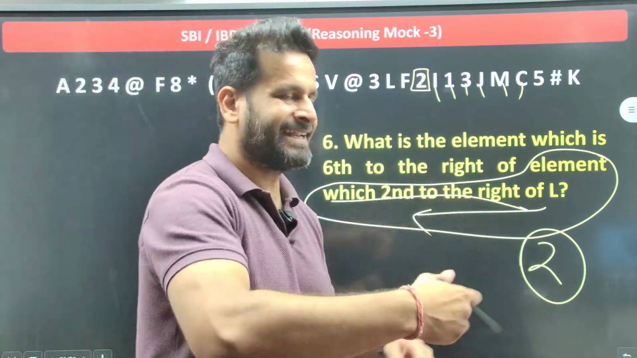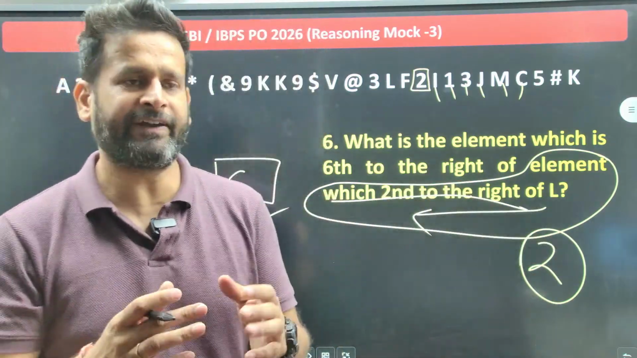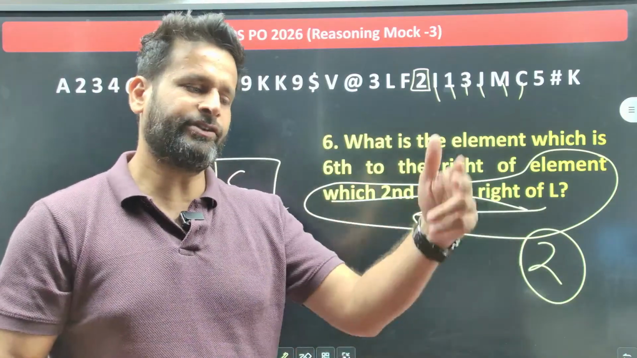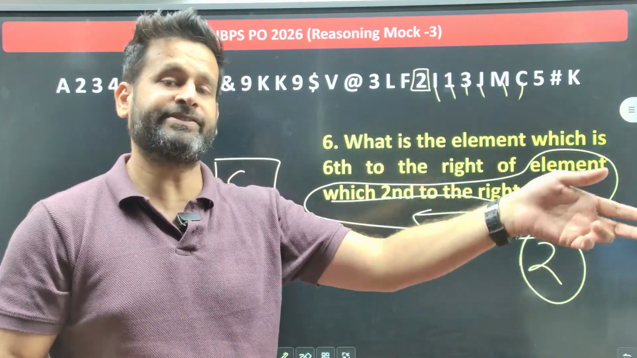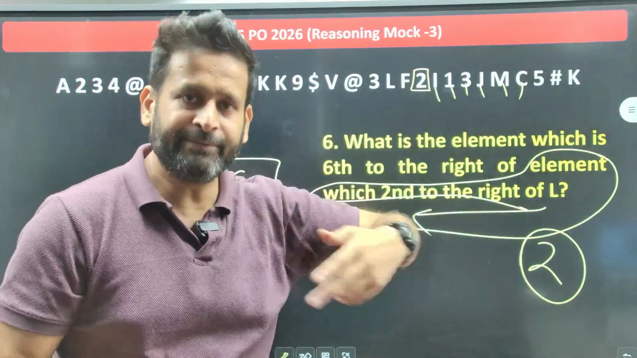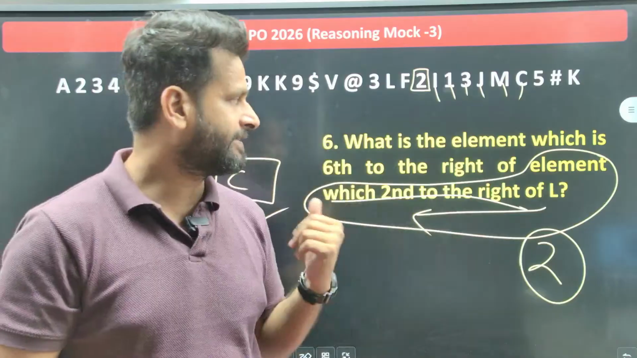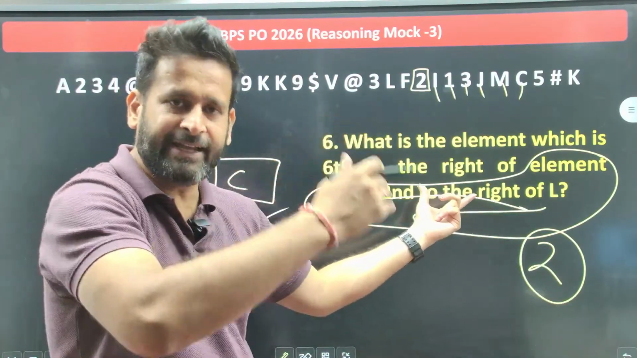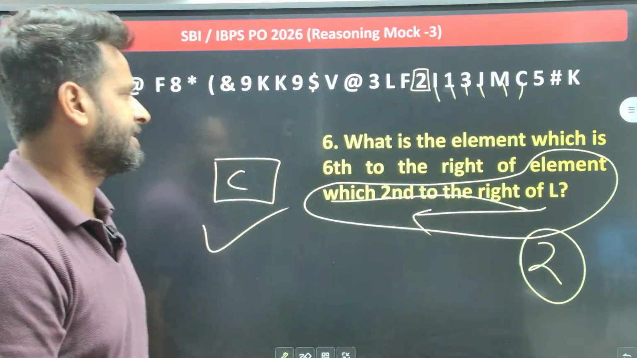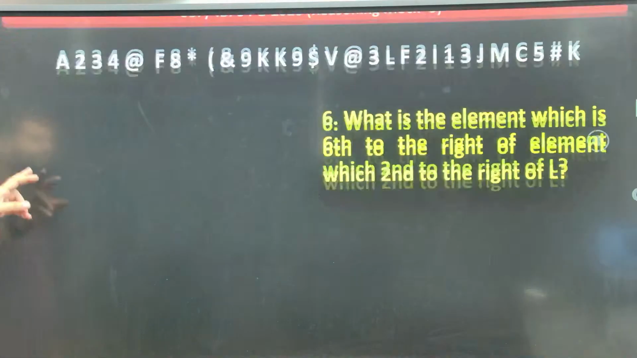So certain connected conditions might be given to you, like find which is the element second to the right of the element which is 4 to the right of L. It can go on like this. So always here you need to start from the reverse direction. First you pick this and then you start connecting in the reverse direction, right? Next.